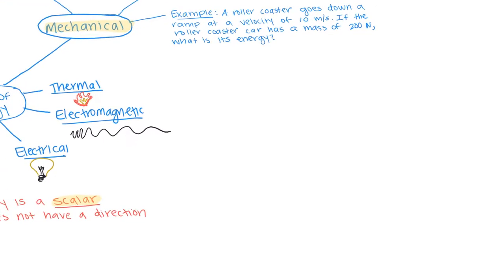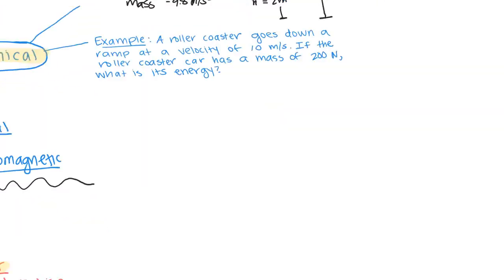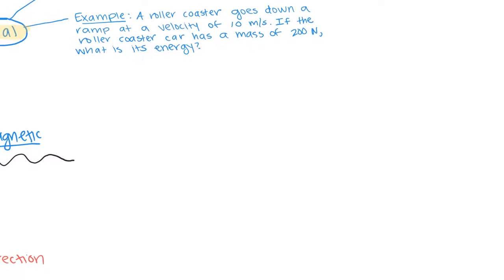Now let's work through a quick example problem here. I'll zoom in a little bit. So in this example, a roller coaster goes down a ramp at a velocity of 10 meters per second. If the roller coaster car has a mass of 200 newtons, what is its energy? Now, a couple things to note. I'm going to be thinking, since it has a velocity, it is moving, right? Things can't move without a velocity. So I know that this energy that I'm likely going to be calculating here is kinetic energy.